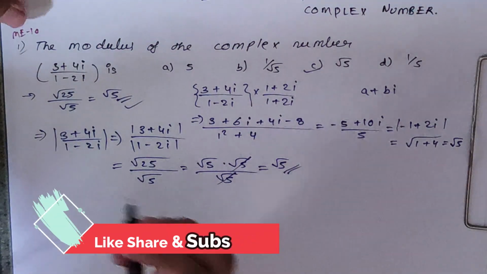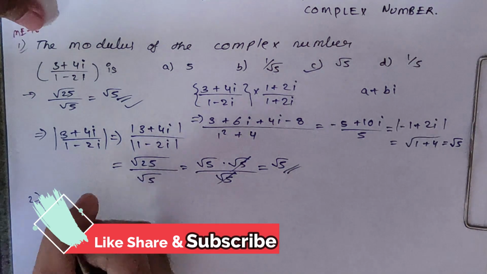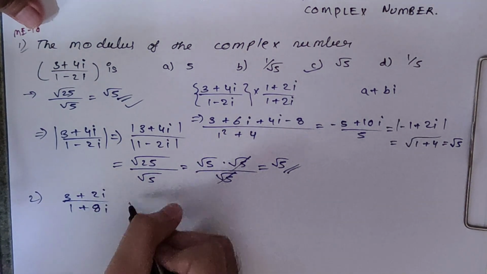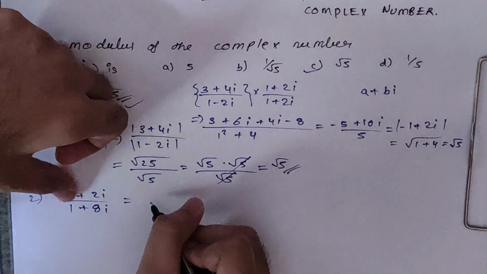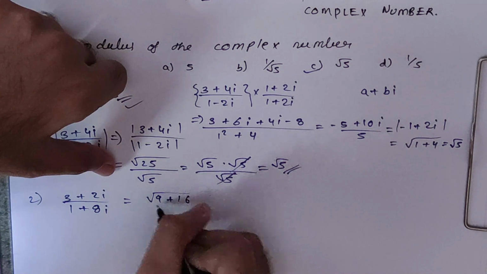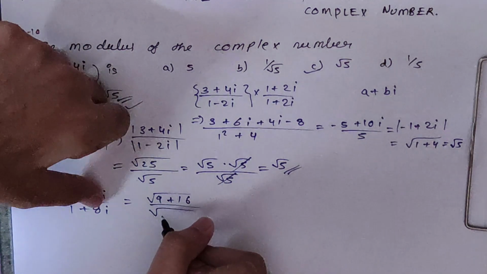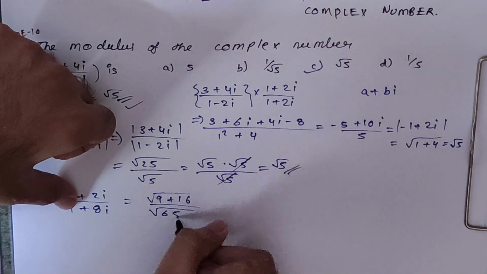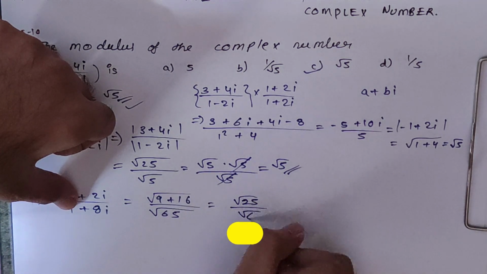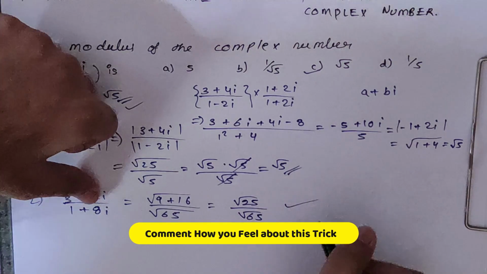Okay, let's see a similar type of sum. Let's say you have to find the modulus of (3 plus 2i) upon (1 plus 8i). So what you will do, you will take the modulus of numerator and denominator separately. So you will get root of 9 plus 16, and here you will get root of 64 plus 1, basically root 65. So if you resolve, you will get root 25 upon root 65. Solve it and get your answer.